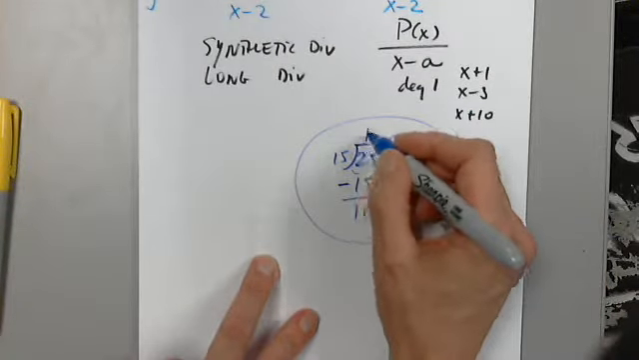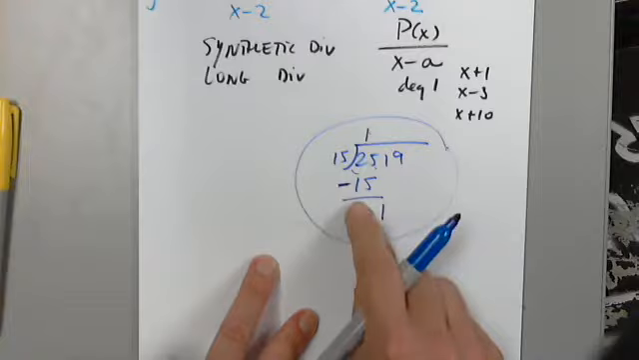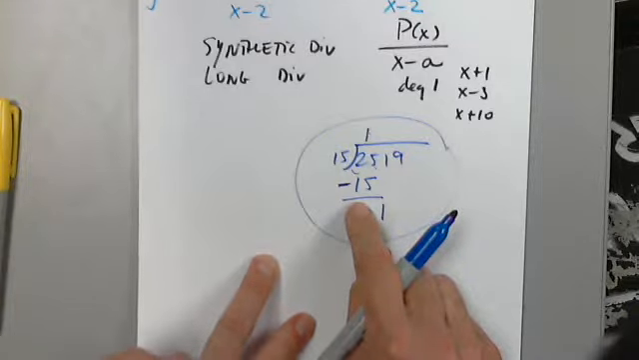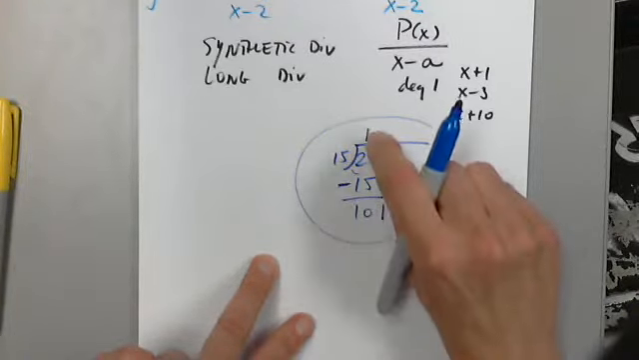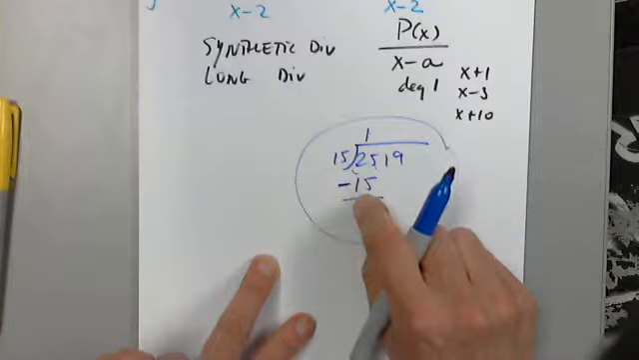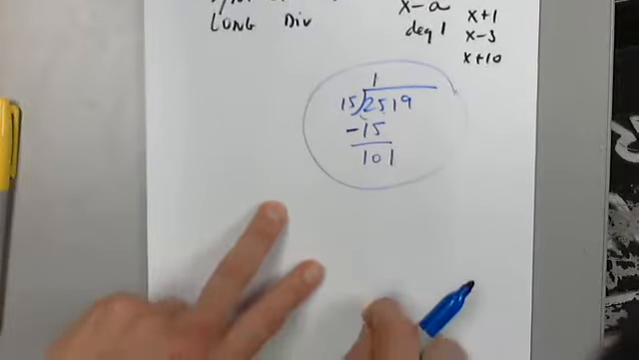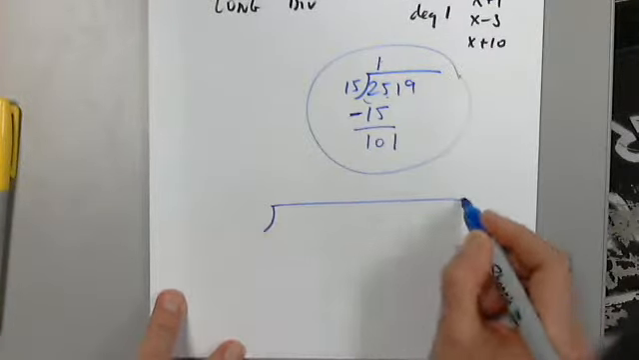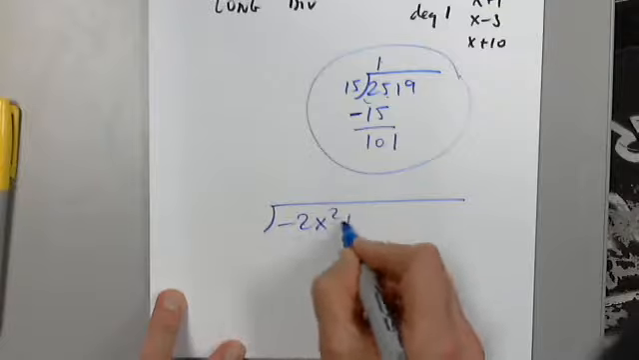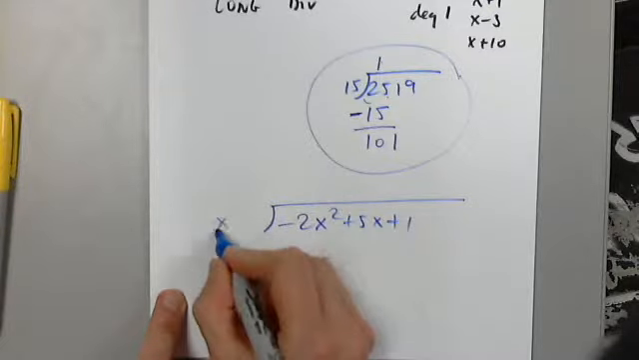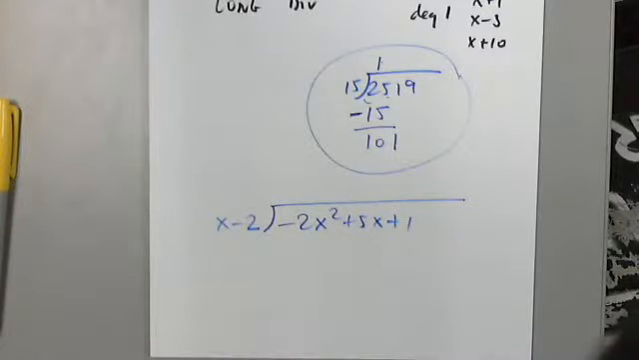When we distribute back, we will have to change the sign to the opposite signs. So one more time, 1 times 15 is not negative 15, but I have to subtract. So we will follow the same step. So the same algorithm: negative 2x squared plus 5x plus 1 divided by x minus 2.